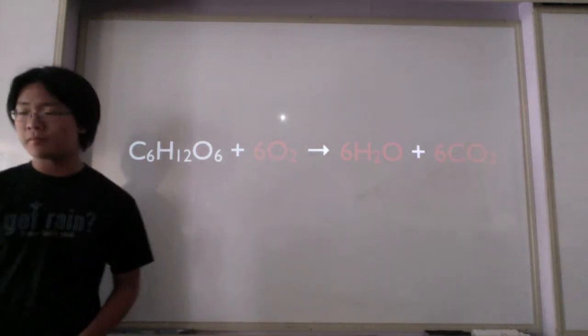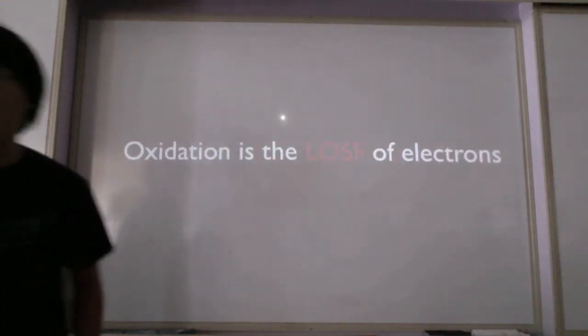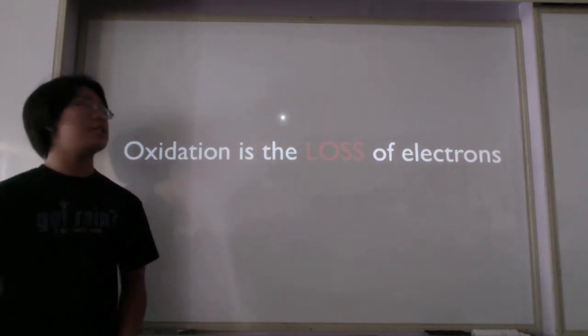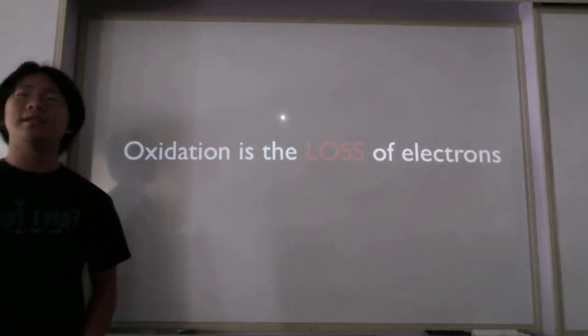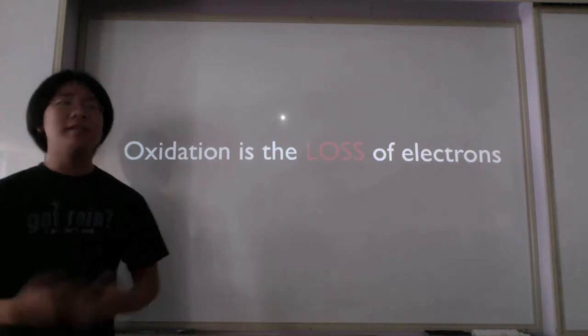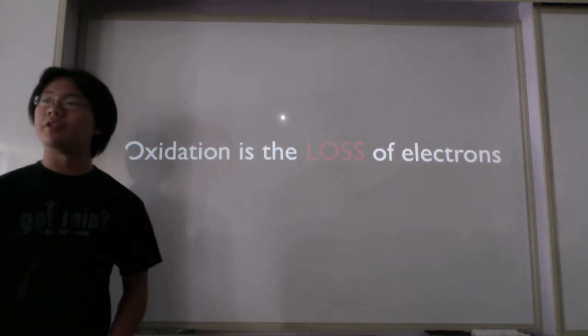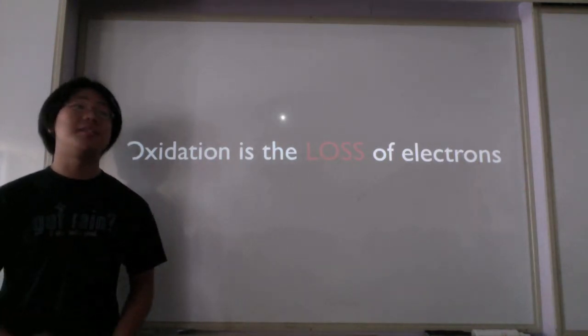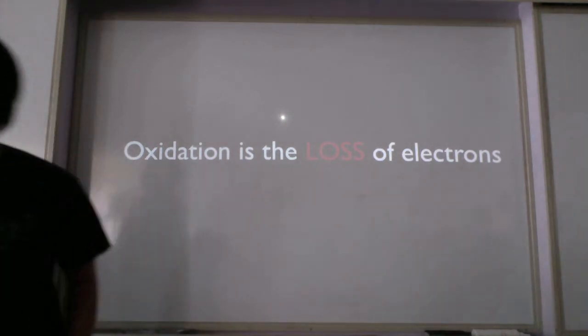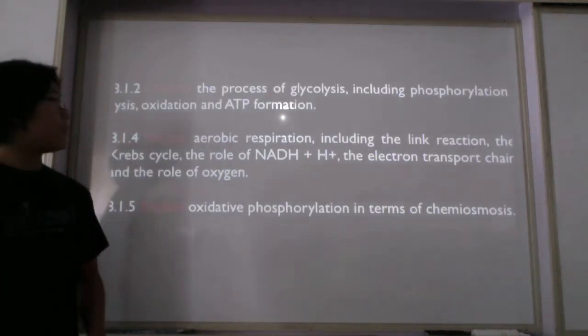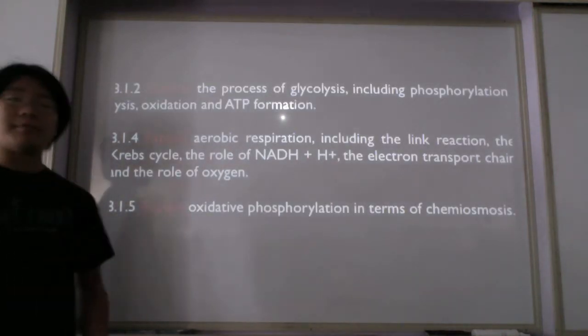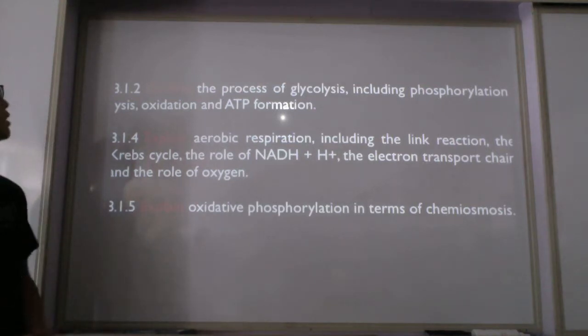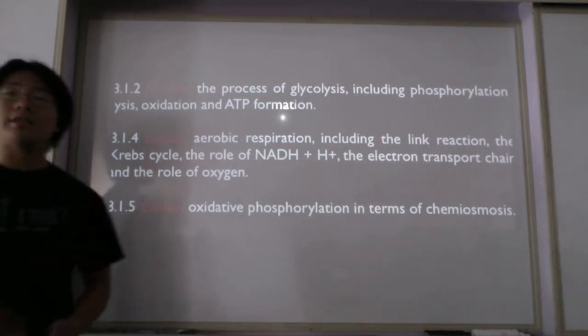So first, we must define what oxidation is. Oxidation is the loss of electrons in a chemical species. And this is important to understanding cellular respiration because respiration, in essence, is an oxidation reaction. So the three big assessment statements that we need to know are these three. And they deal with glycolysis, aerobic respiration, and just chemiosmosis in general.